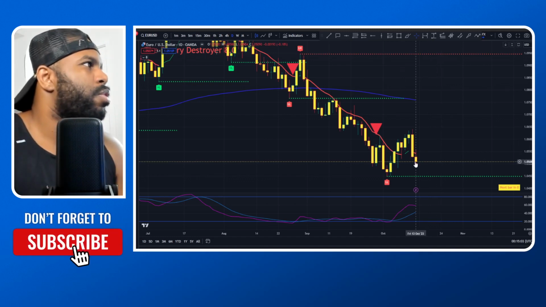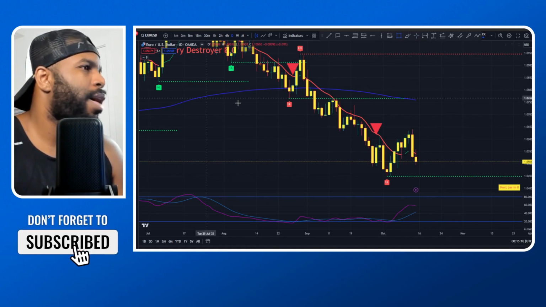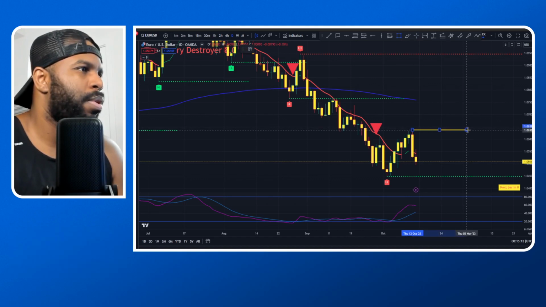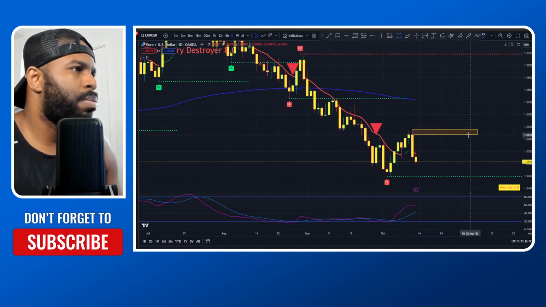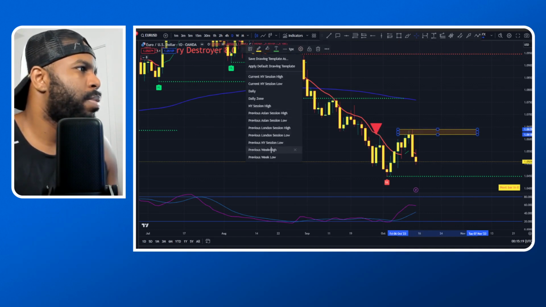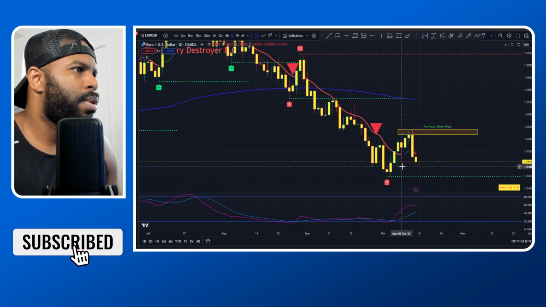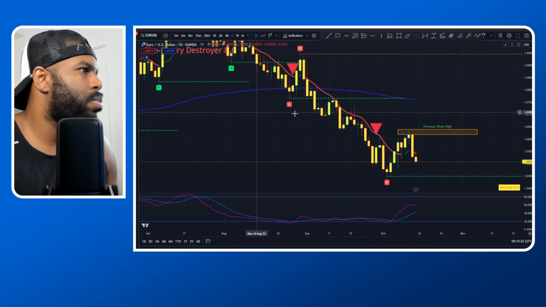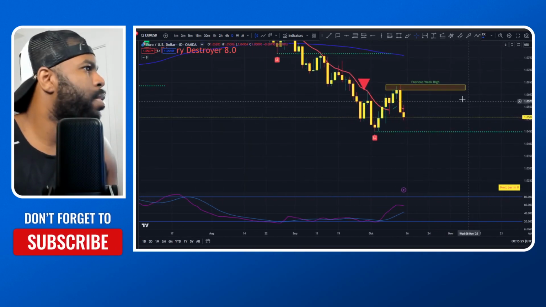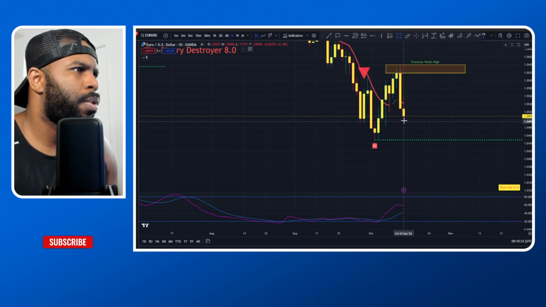All right, so Euro USD. Let's see. So up here is my high, my previous weekly high. So from the wick to the body, we're going to name that the previous weekly high. And then our previous weekly low will be Friday. Yeah, Friday is going to be my previous weekly low. So from the wick to the body.